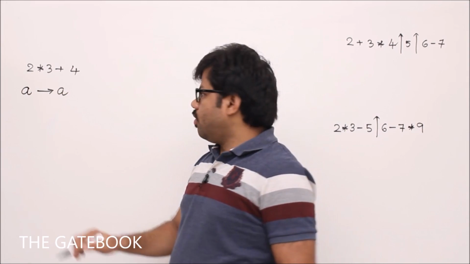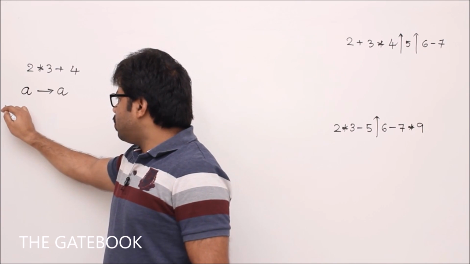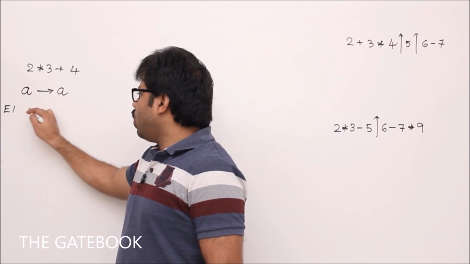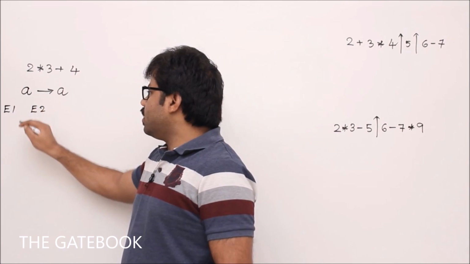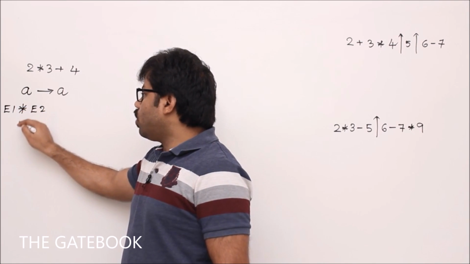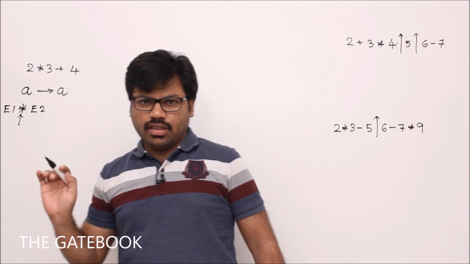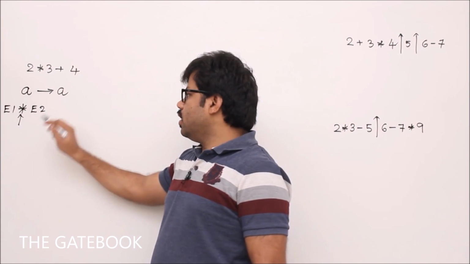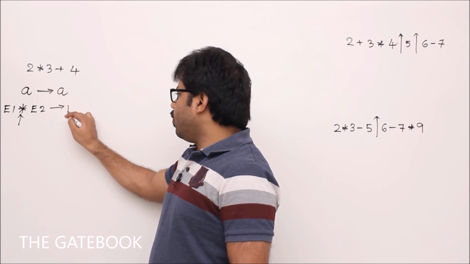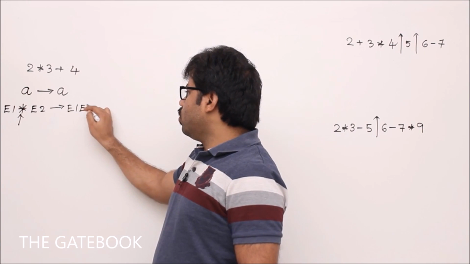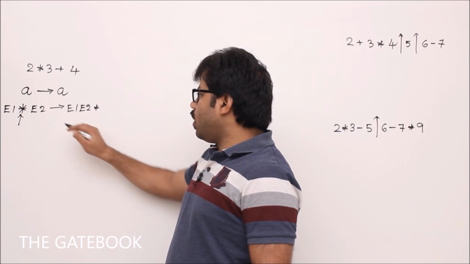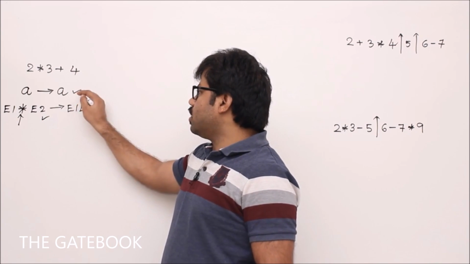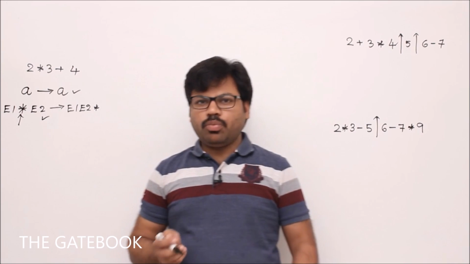Now, when you have some expression e1 and another expression e2 and there is an operator between them, and you want to convert this operator to postfix, then what you do is write e1 e2 star, that's it. If you understand these two points, then you can convert any expression to postfix.